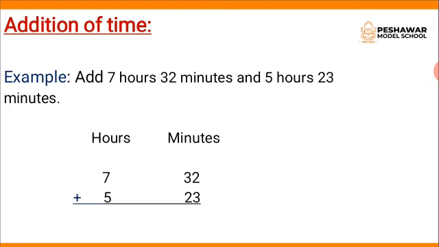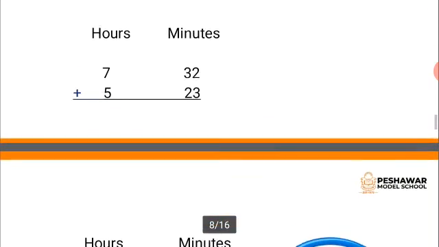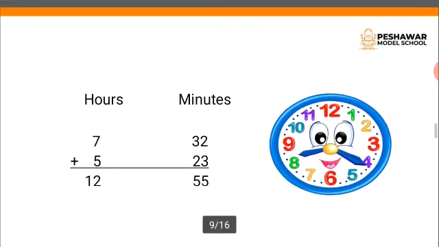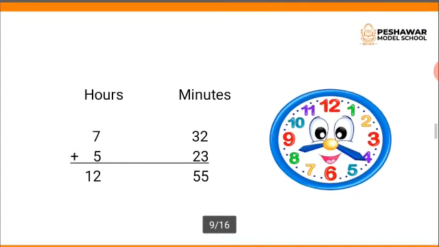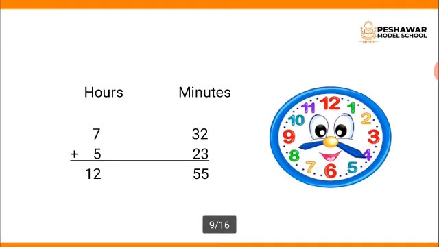Now, simply add these numbers. 2 plus 3, 5. 3 plus 2 is equal to 5, so 55 minutes. Then add hours. 7 plus 5, 12. So we have 12 hours 55 minutes.